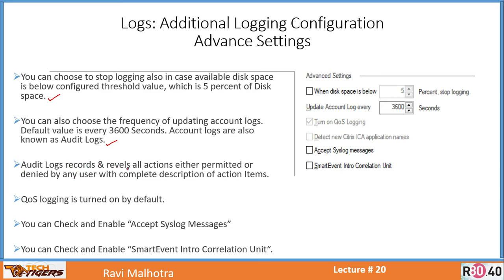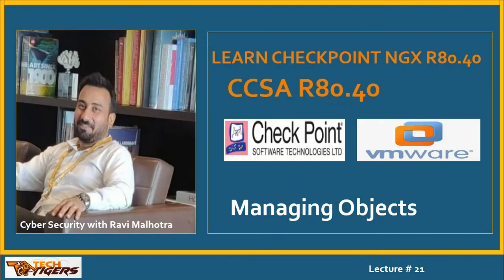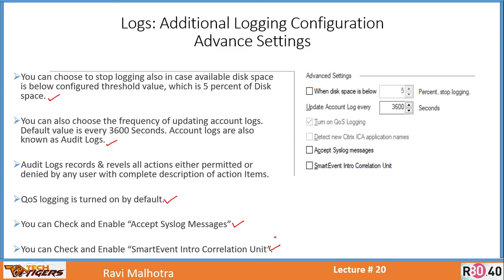Audit logs record and reveal all actions, either permitted or denied, by any user with a complete description of the action items. QoS, quality of service logging, is enabled by default. You can check and enable Accept Syslog messages if you want to accept syslog messages from any other third-party syslog. And you can check and enable SmartEvent Intro Correlation Unit if you enable the SmartEvent blade on the management server. But these two options are not enabled by default.